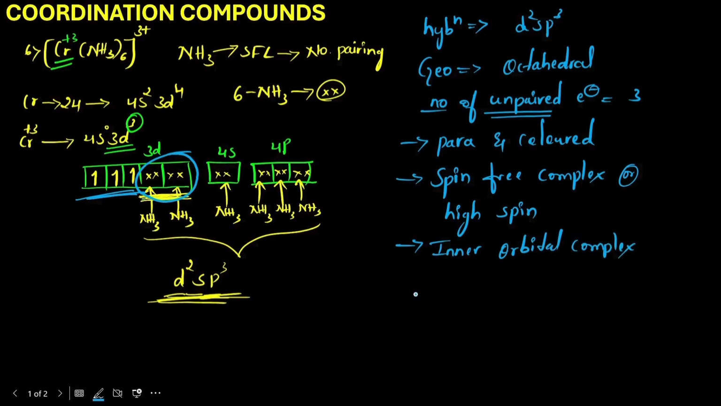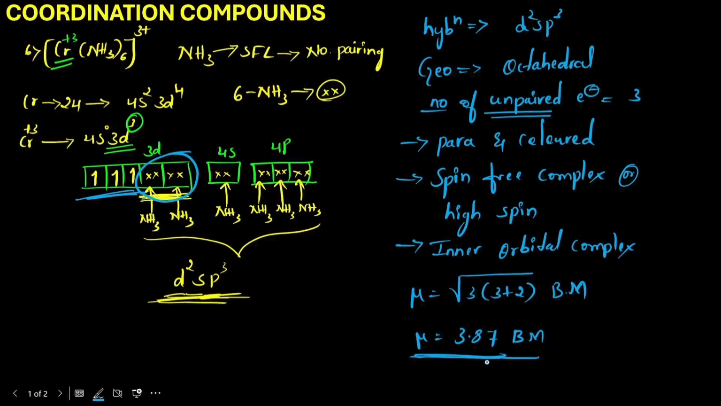If you calculate the magnetic moment, mu is equal to root of 3 into 3 plus 2, therefore mu is equal to what? 3.87 Bohr magneton. Mu is equal to 3.87 Bohr magneton.